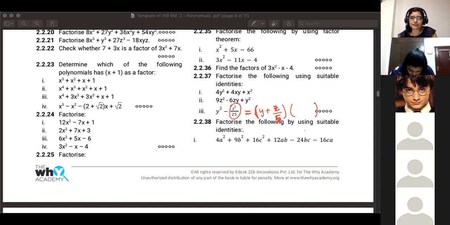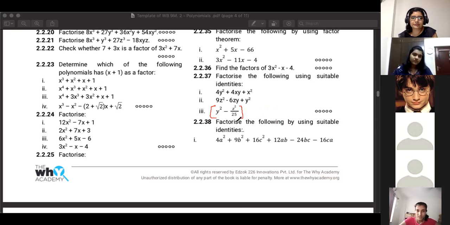I'll just clear it so you can see it clearly. So Suhani, what identity does this look like? A square minus B square. Yes. So what are A and B? Like what should I write here?